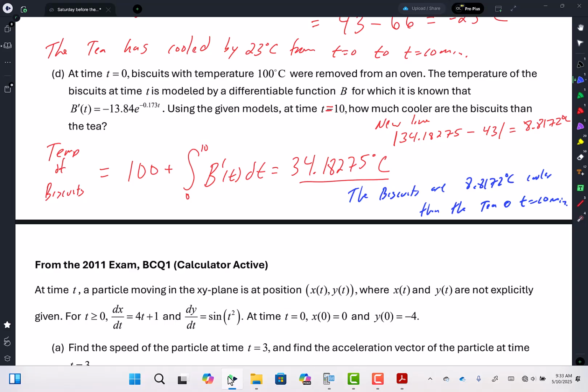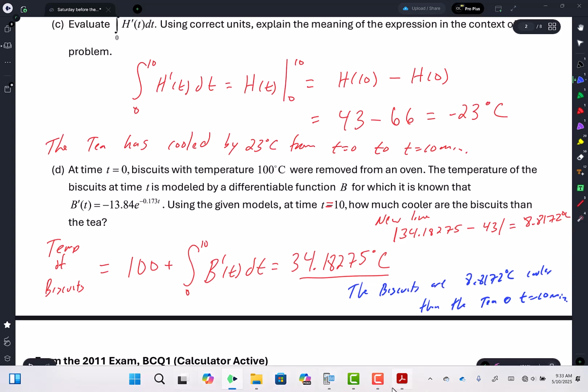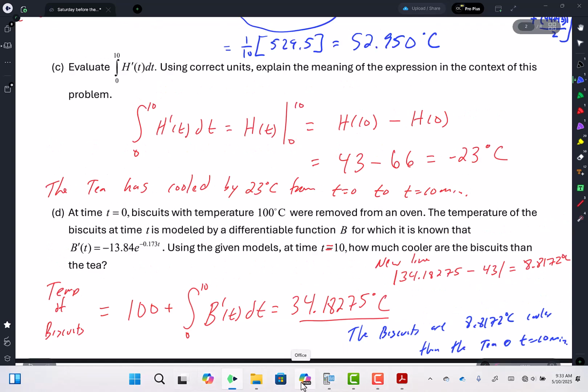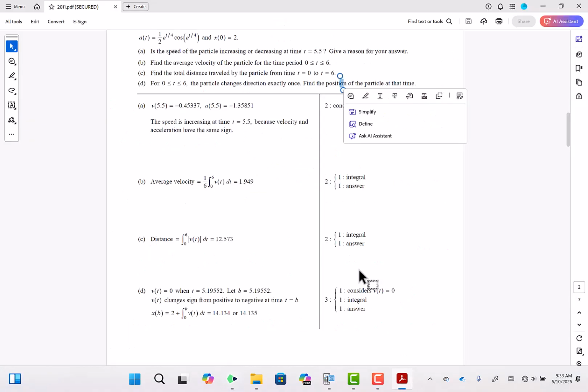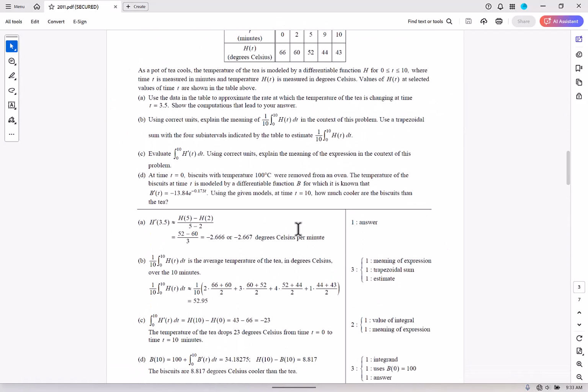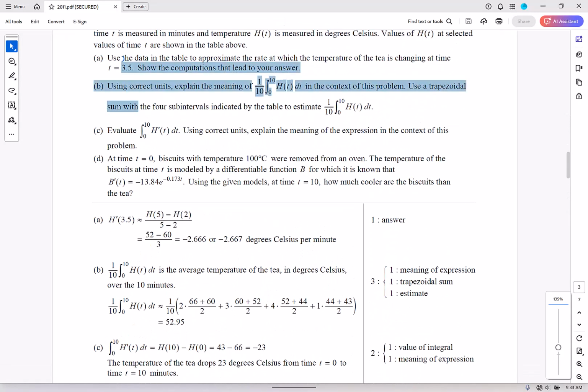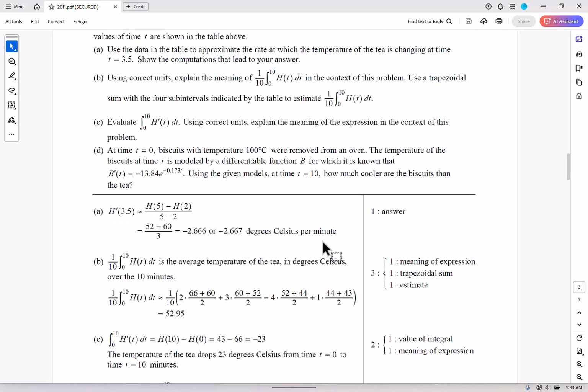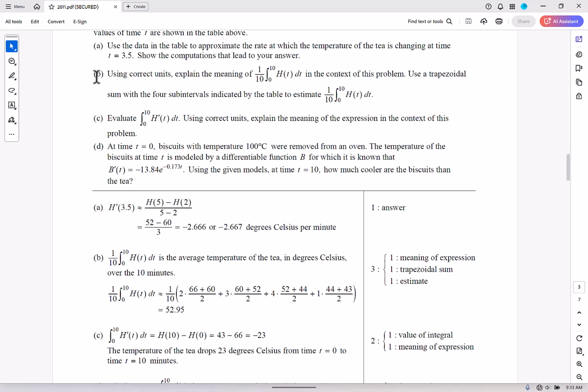I'm actually curious to see the rubric on this one. I want to see how they did it. So let me, what year was, they're all 2011. So question 2. Here it is. So letter A was just worth 1 point. Negative 2.666 or negative 2.667. You could also say negative 8/3 is fine. Degrees Celsius per minute. They put units there, but they didn't ask. It would have been nice if you put the units. They didn't ask, so I think you'd be fine.